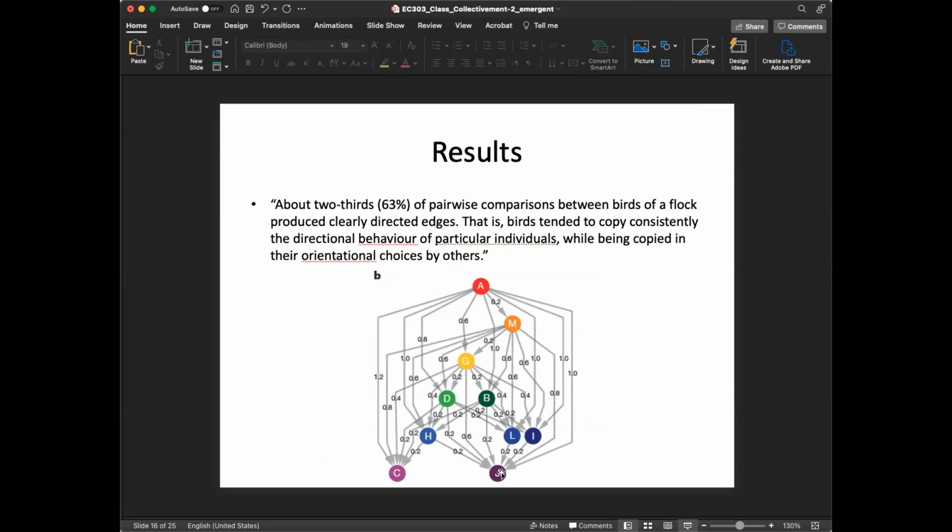Also followed by J with a strength 0.8, also followed by I with a strength 0.6, and so on. So what they found was about 2/3 of the pairwise comparisons between birds of a flock produced clearly directed edges. There was a very clear directionality, meaning that consistently one was following the other. Which also means that those birds tend to consistently occupy the directional role of particular individuals, while being copied in their orientation and choice by others.